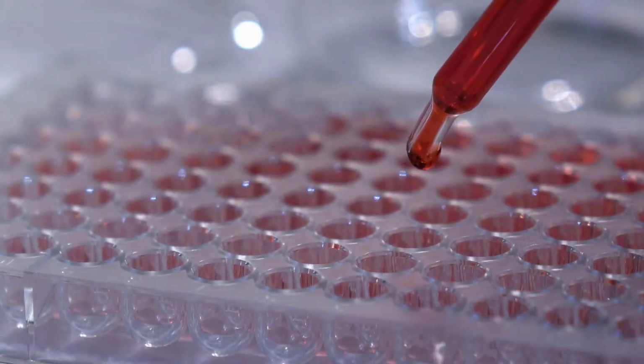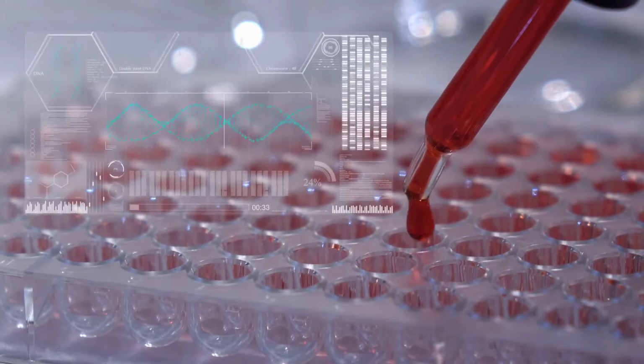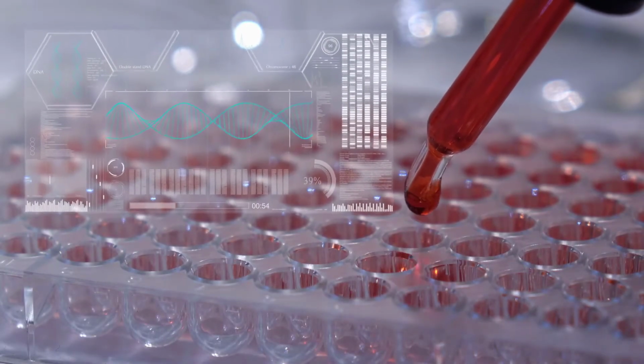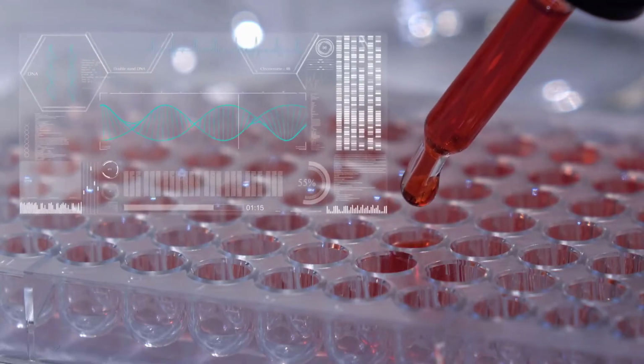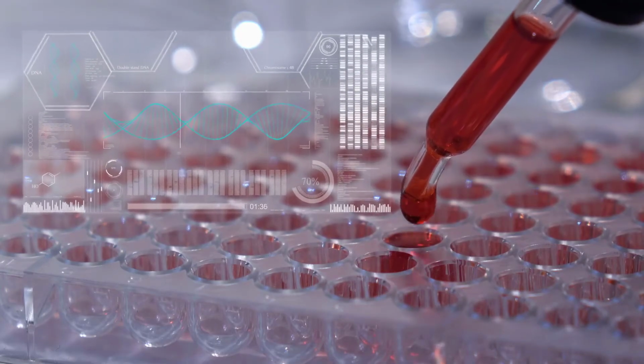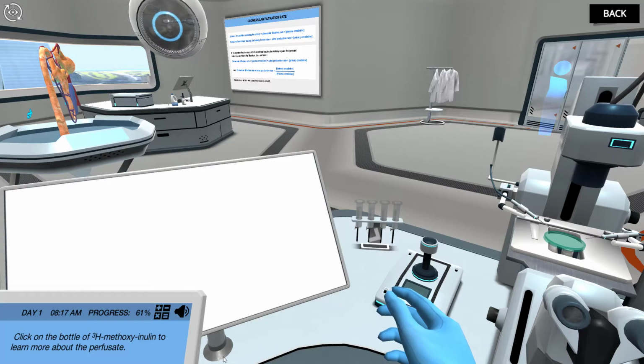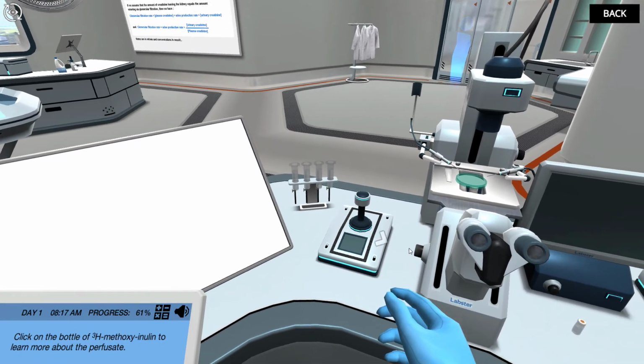In real life, the collection pipette is filled with a light red dyed oil, so it will be easy to see the meniscus marking the division between the oil and the perfused saline coming out of the tubule. Click on the bottle of tritium methoxyinulin to learn more about the perfusate.